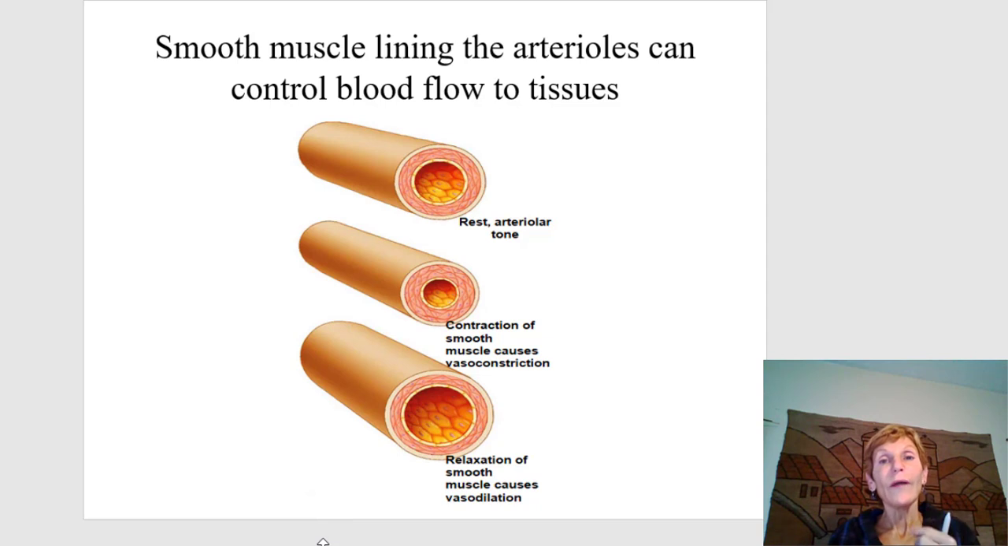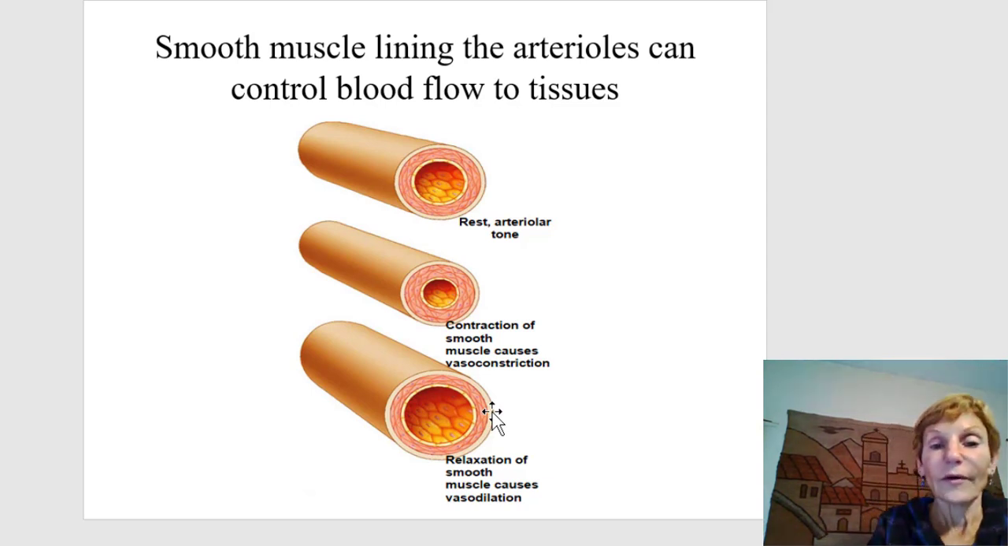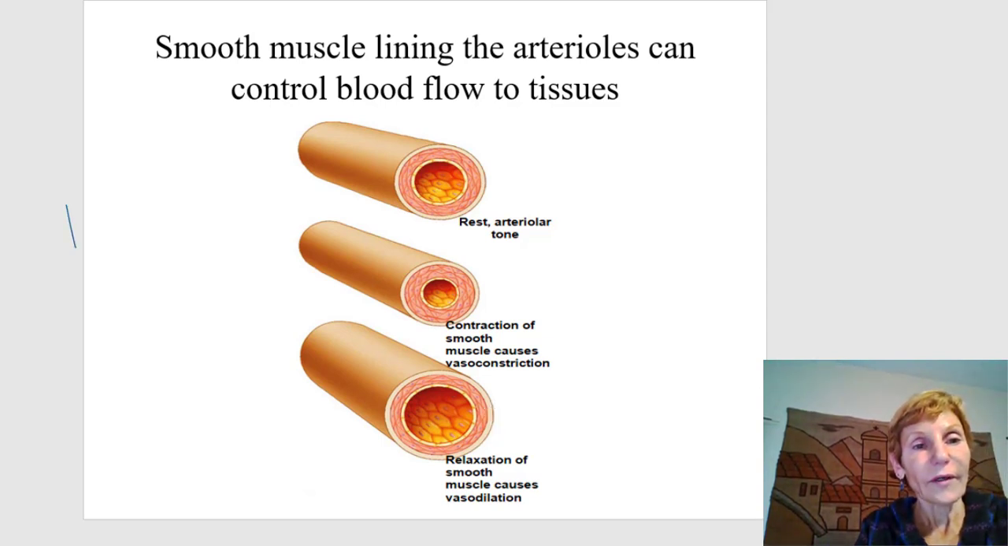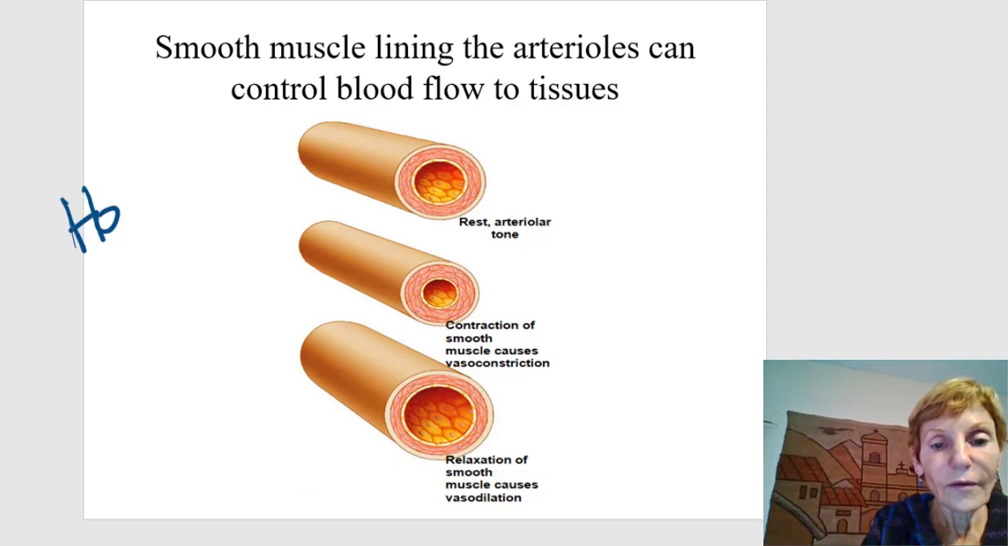But I'm going to look at one that is natural in your body that plays a big role in doing this vasoconstriction and vasodilation, depending on the tissue it's looking at. And that is a hormone. Let me make this a little bit bigger. Sorry. It's a hormone called epinephrine.